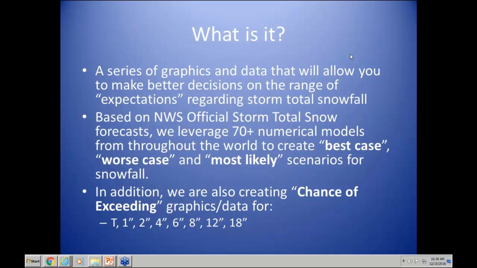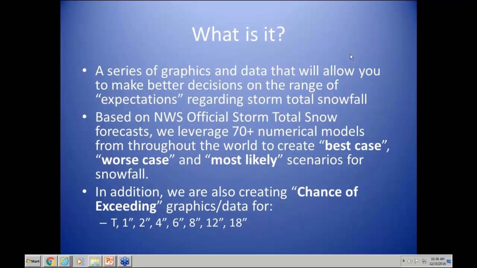It's going to give you a best case scenario, which is, basically, we're going to have at least this much snowfall. It's going to give you a worst case snowfall prediction, as far as, if the forecast goes really south, how much snow might we get? And it's going to give you the most likely prediction, which is generated by the forecaster.